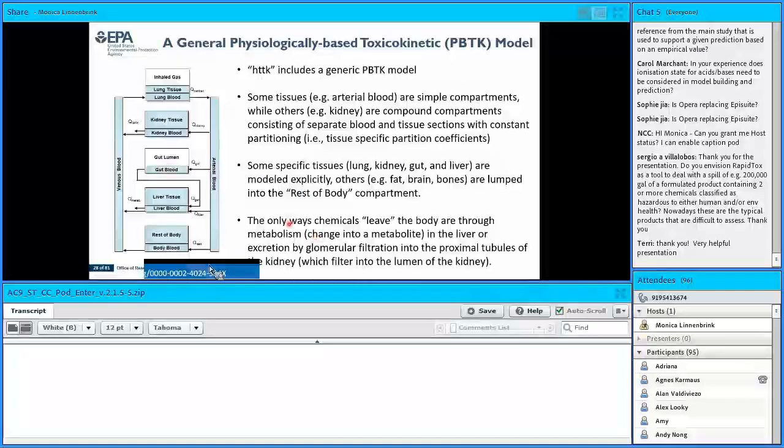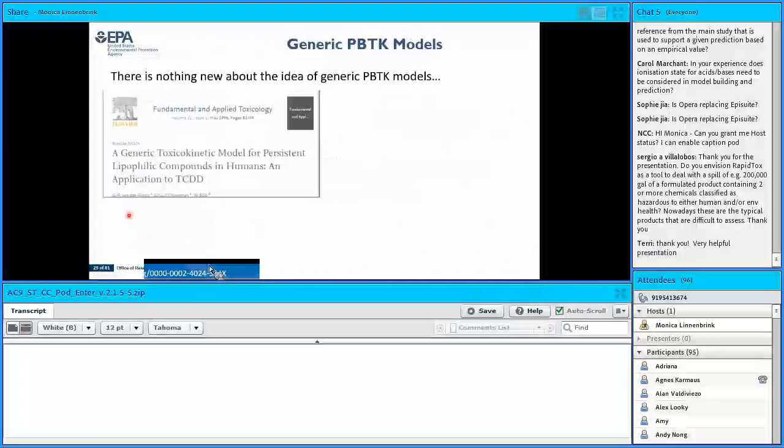That's HTTK. However, the generic model does not have to be a one-compartment model. And so HTTK currently includes a generic physiologically based toxicokinetic model. That's where each compartment corresponds to volumes of tissue in the actual body. There are blood flows that are physiologically based between the tissues. However, on the whole, it's still parameterized with those two numbers, the fraction unbound in plasma and the intrinsic hepatic clearance. So the only way the chemical leaves the body is still glomerular filtration in the kidney, excretion from the kidney, or metabolism in the liver for now.